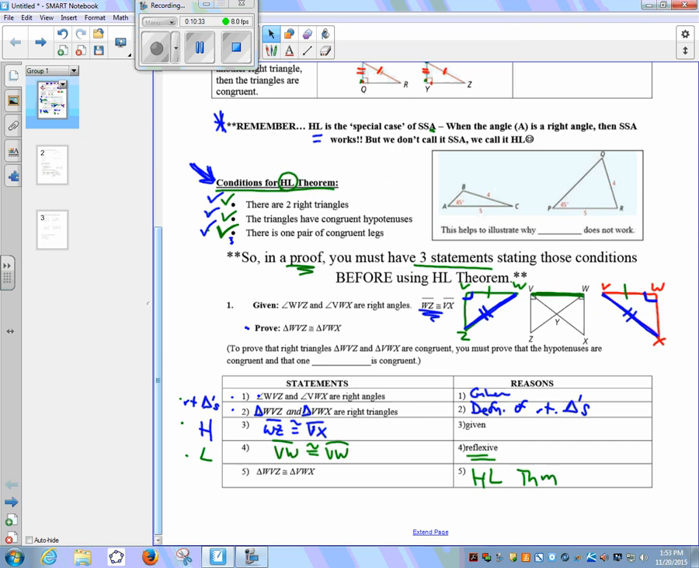Okay, so when you're doing a proof for congruent triangles, if they're right triangles, check and see if you have two hypotenuses congruent, two legs congruent, so that's two congruent statements, and if you can state that they're right triangles. Those are the three things that we got to have in our proof before we can use HL.